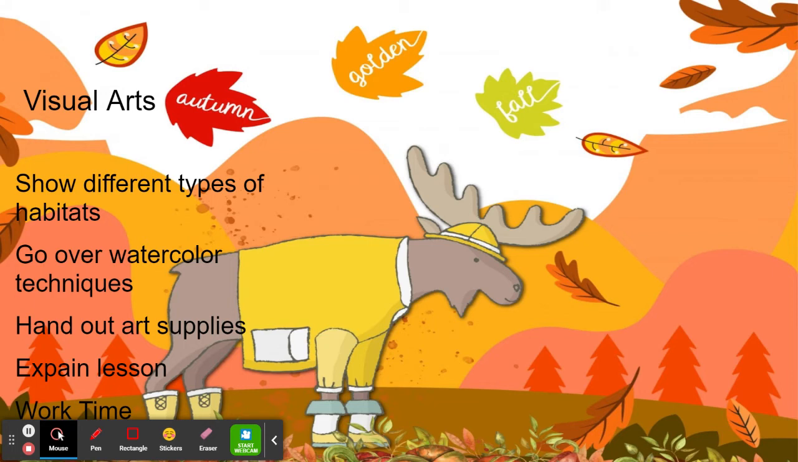Once they have wrapped up, I will tell them that their final project is painting an animal of their choosing's habitat. I will explain that they must use all of the techniques that I have shown them today in their painting. I will then give them time to start their project in class.